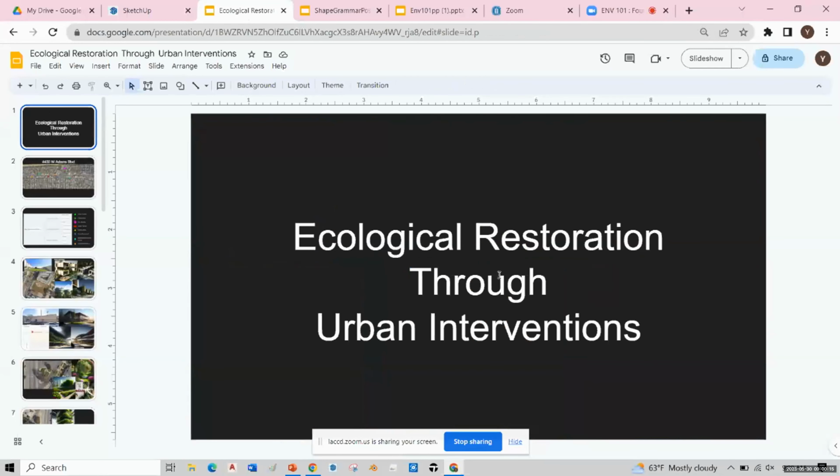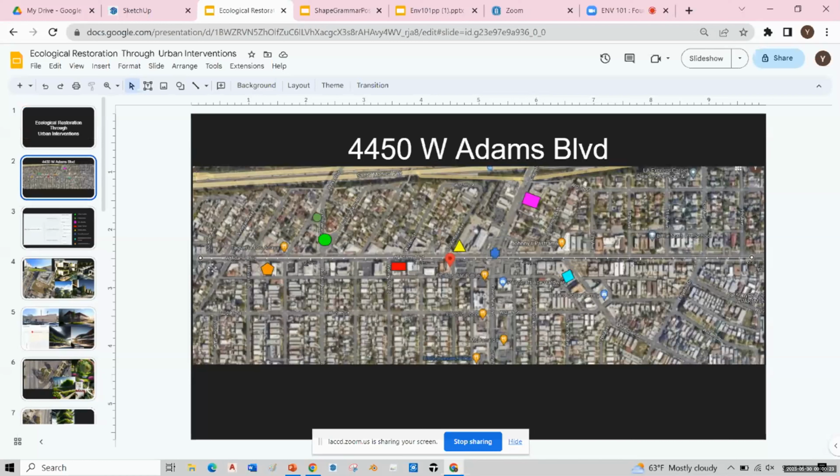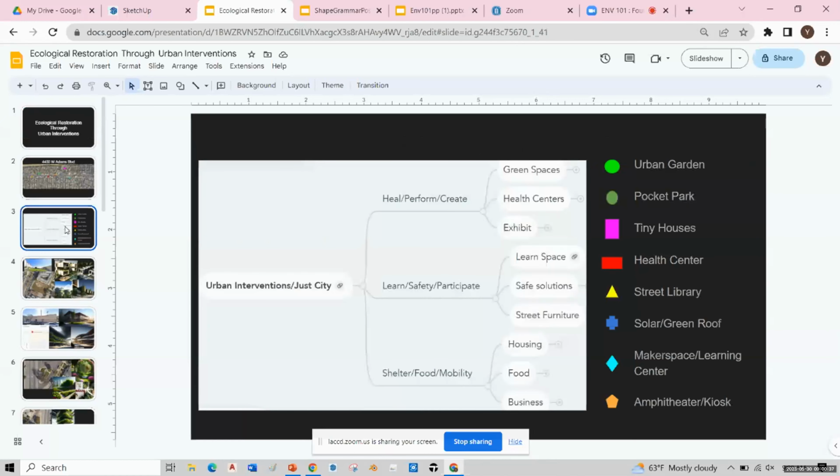Lastly, we move to ecological restoration to urban intervention. We created a 1 mile block next to the AI community and figured out interventions. These are some of the interventions we use: urban garden, pocket park, tiny houses, health center, street library, solar green roof, makerspace, learning center, and kiosk.